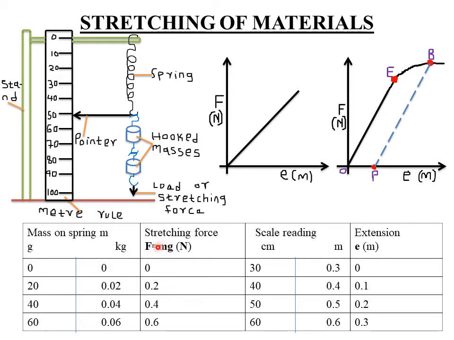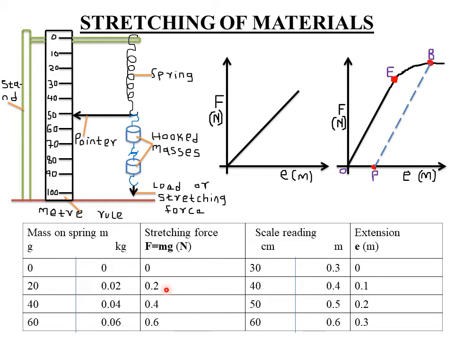Therefore, the force applied will be mass times gravity, which is 0.02 times gravity. Gravity, we usually take as 10 Newton per kilogram. So you take 0.02 times 10, and you obtain 0.2 Newton.